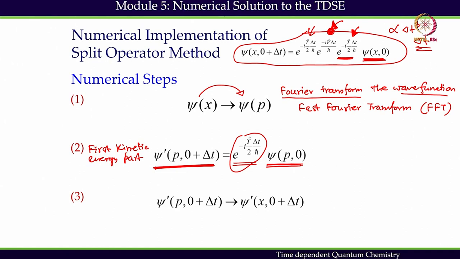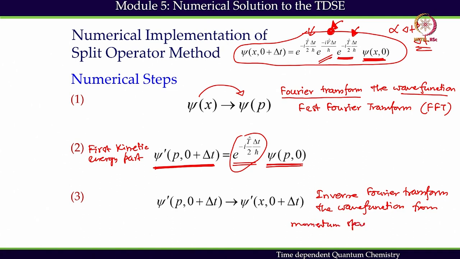And now the potential has to be applied. This potential operator has to act in real space. Because it has to act in real space, all we have to do is use the inverse Fourier transform on the wave function, from momentum space to position space again, because this operator will act in the position space. That is why the wave function has to be converted.